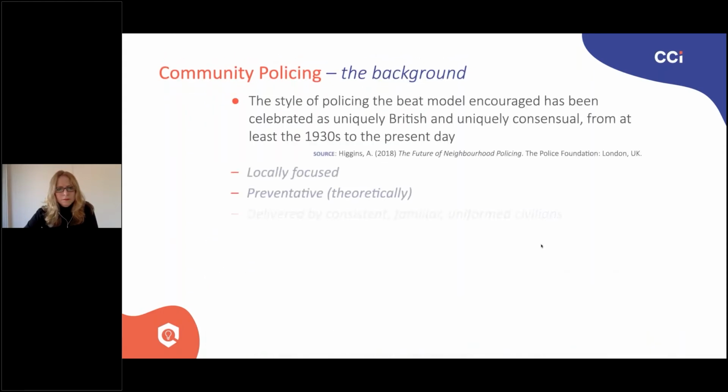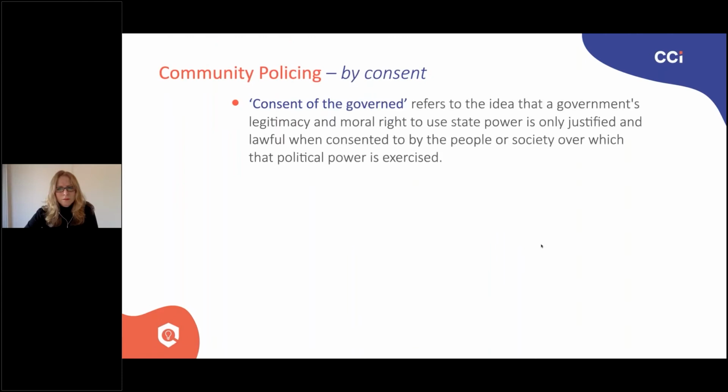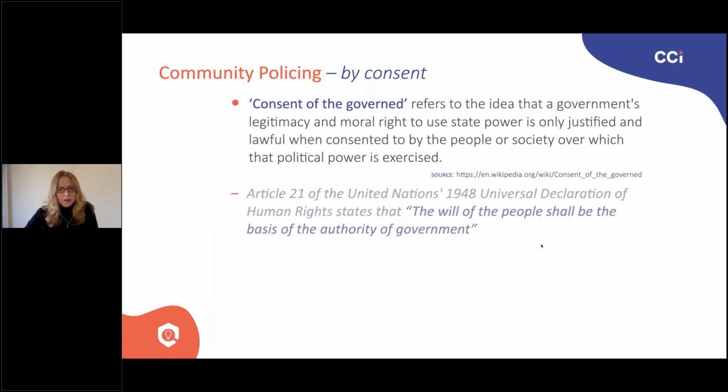So this style of policing that the beat model encouraged has become something that's uniquely British and uniquely consensual, and it's been recognised as this from the 1930s onwards. So it's very locally focused, it's preventative, and it's delivered by consistent, familiar, uniformed civilians. And when we say policing by consent, this refers to the idea of consent of the governed, which is the government's legitimacy and moral right to use power is only justified when they have the consent of those over whom they exert power.